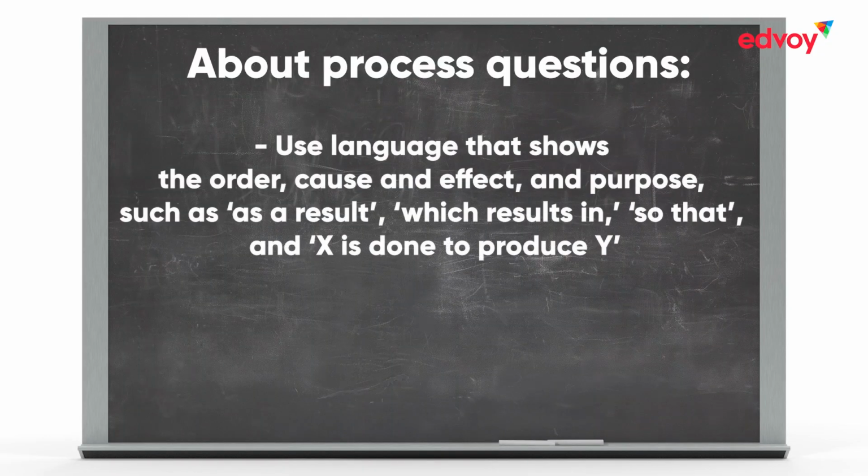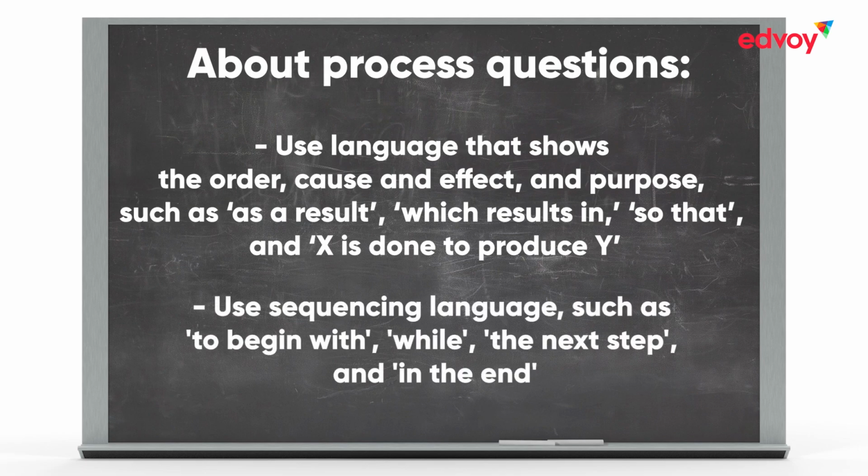So process questions will need different language to questions about line graphs and charts. Instead of talking about numbers and trends, you'll need to use language that describes the order, cause and effect, and purpose of different stages. This means you'll need to use sequencing language such as to begin with, while, the next step, and in the end, and express cause and effect and purpose by using phrases like as a result, which results in, so that, and X is done to produce Y.